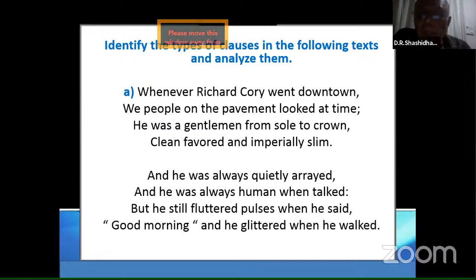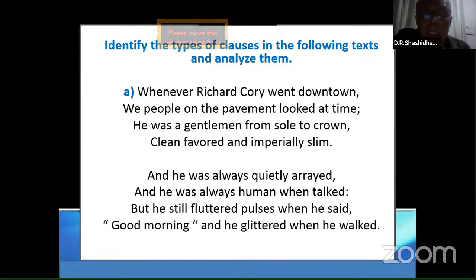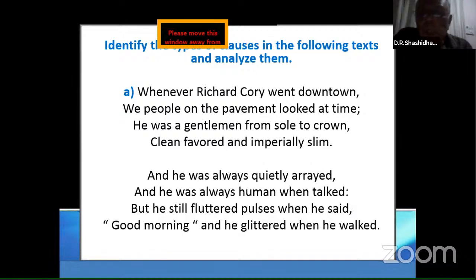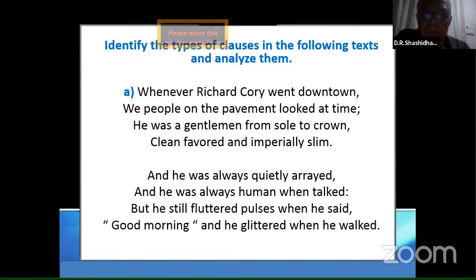Whenever Richard Corey went downtown, we people on the pavement looked at him. He was a gentleman from sole to crown, clean favored and imperially slim. And he was always quietly arrayed, and he was always human when he talked. But still, he fluttered pulses when he said good morning, and he glittered when he walked.